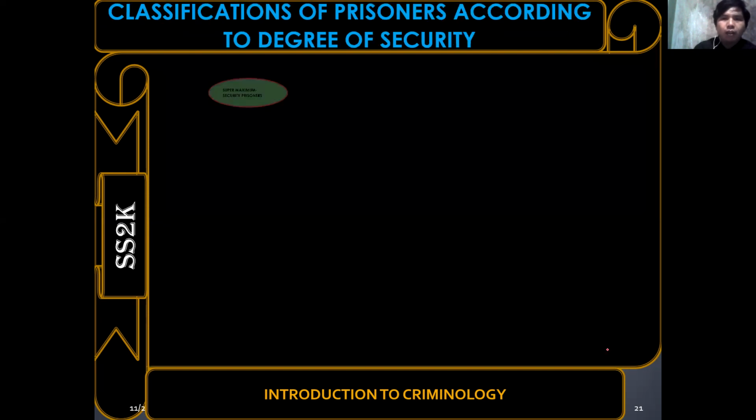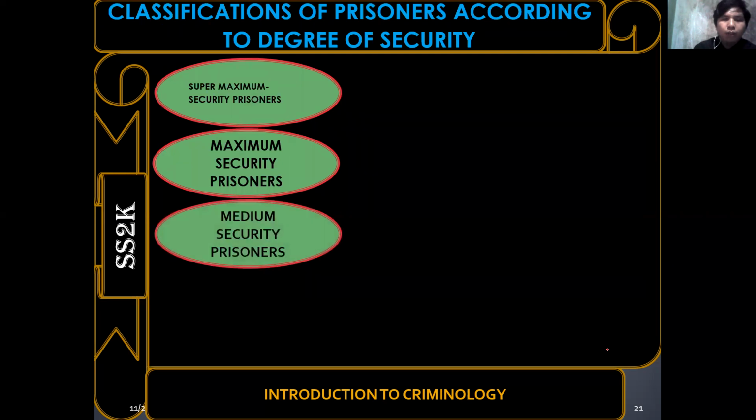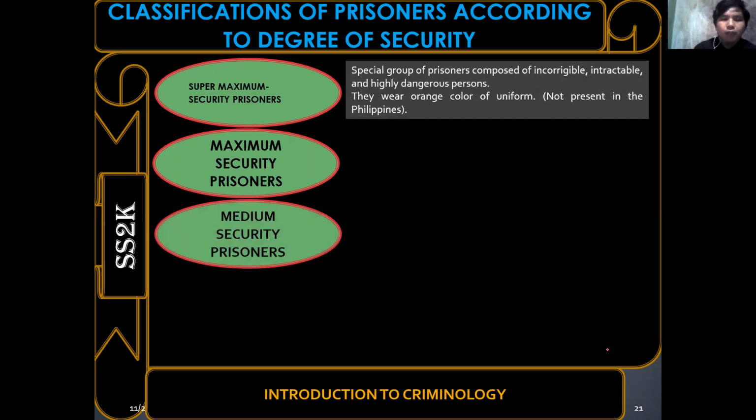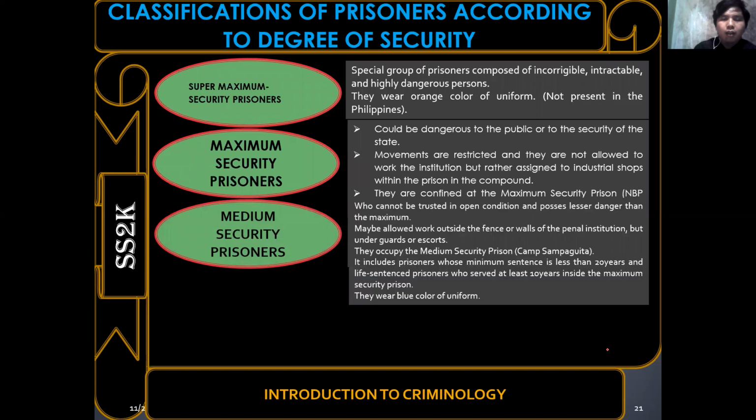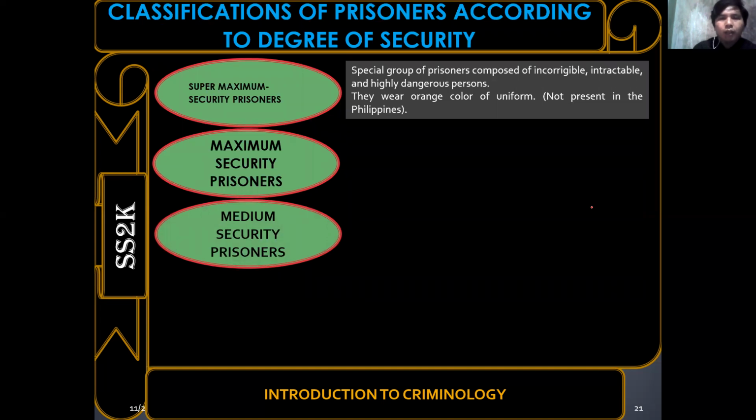Okay? Ayan. So, as to security, ano naman po yung classification? Yung prisoners, no, as to classification according to the degree of security. Siyempre, pagbabantayan yung pong mga nakakulong, meron pong degree yan, no? So, meron po yung tinatawag na security or super maximum security prisoners. A special group of prisoners composed of incorrigible, intractable, pag nakatakas, hindi mo na siya ma-track, sabi dyan, and highly dangerous. They wear orange in uniform.